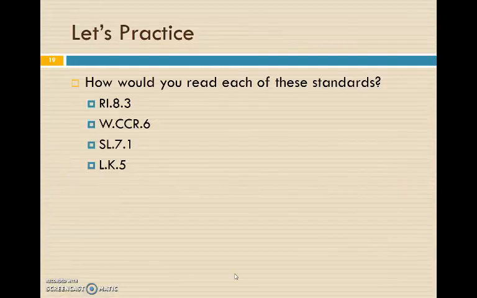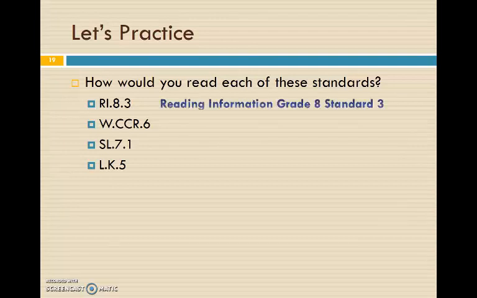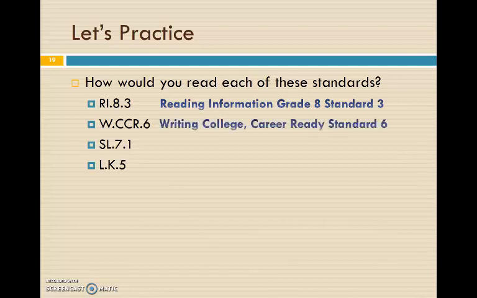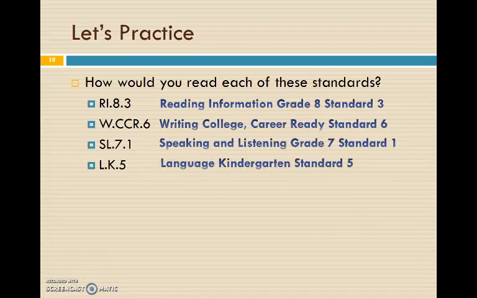Okay, so based on the information I told you before, can you pause this and try to figure out what these abbreviations mean? Okay, so let's take a look. This one, RI, is reading information. Grade 8, so the grade always comes first, and then the standard number. We've got writing, college career ready, so that means it's an anchor standard, standard number 6. Speaking and listening, grade 7, standard 1. And language, kindergarten, standard 5.